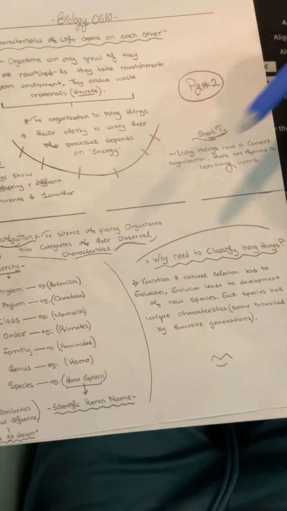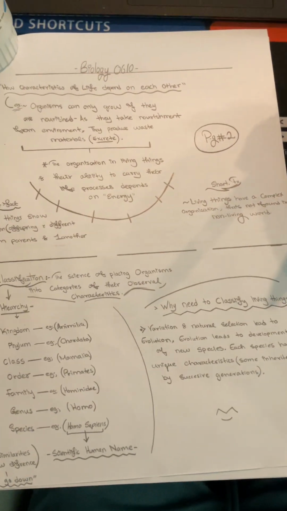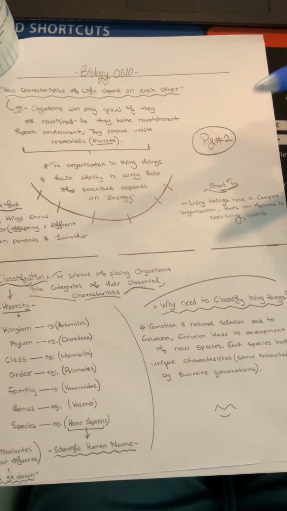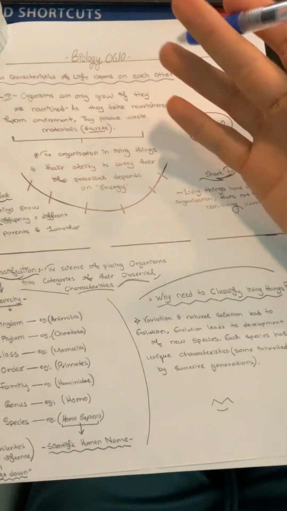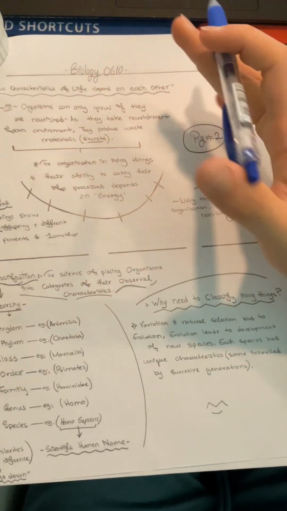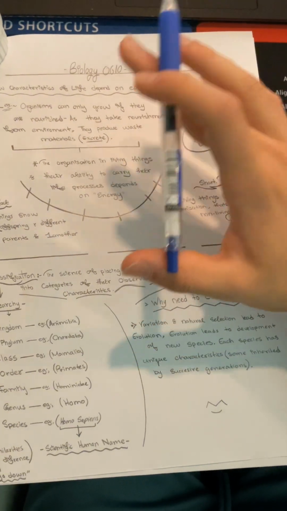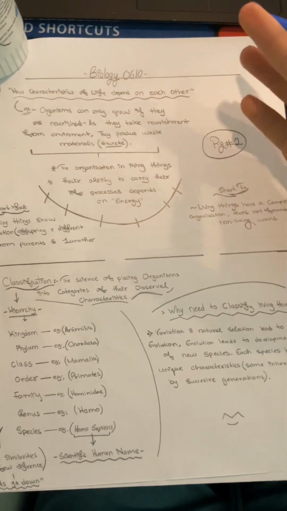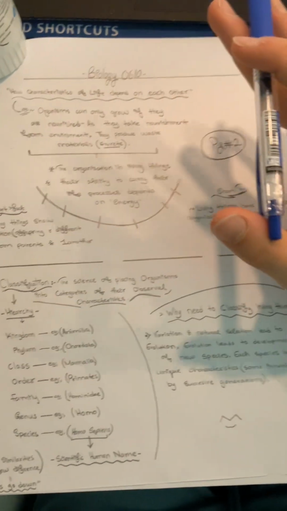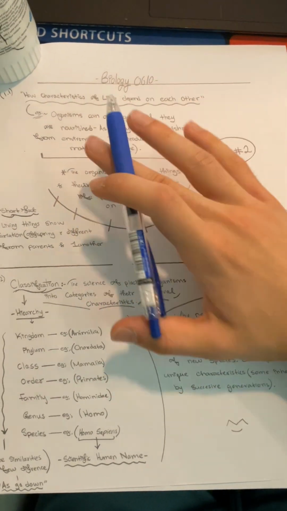Now, why do we classify living things? Because variation and natural selection can lead to evolution. This evolution will lead to the development of new species, and each species has unique characteristics. Some are inherited by successive generations, and some are new characteristics. This is why classification is very important: to classify organisms into their specific groups.